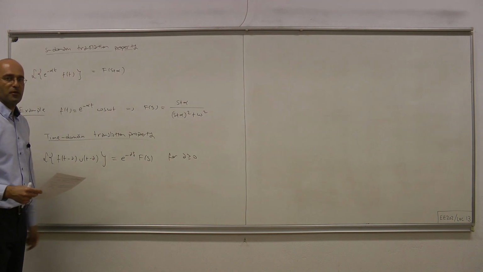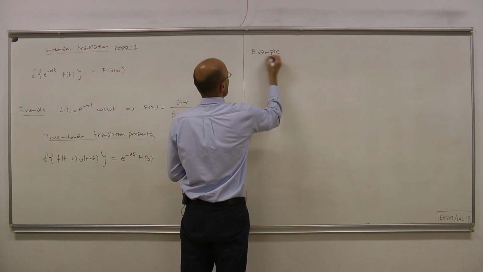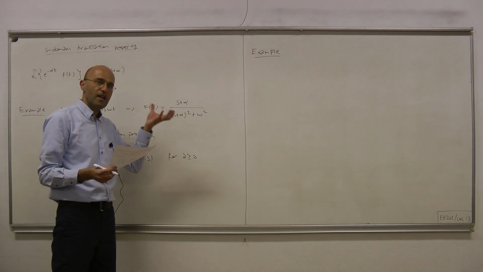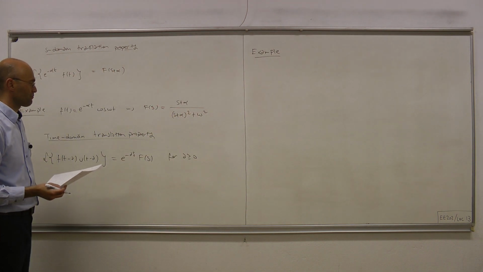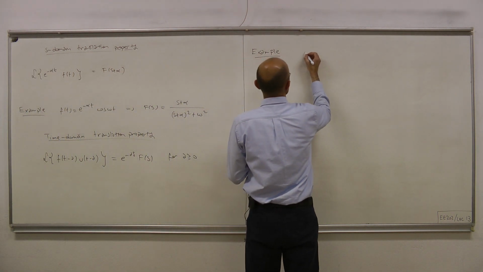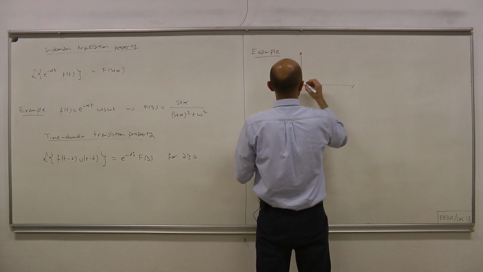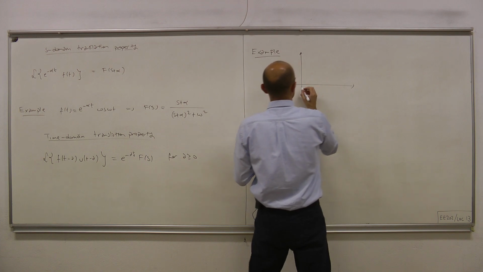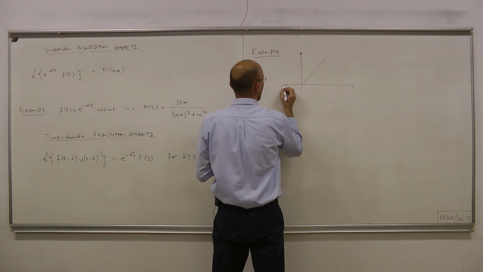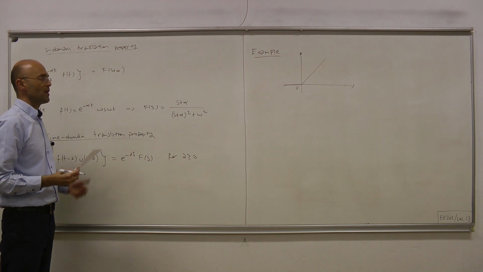Let's apply this property to a very simple example. For instance, we already know the Laplace transform of the unit ramp function. Now suppose that we take that unit ramp and move it 2 units to the right. In other words, we obtain this waveform. So this is our unit ramp, starting at 0, and we know that the Laplace transform of the unit ramp is 1 over s squared.